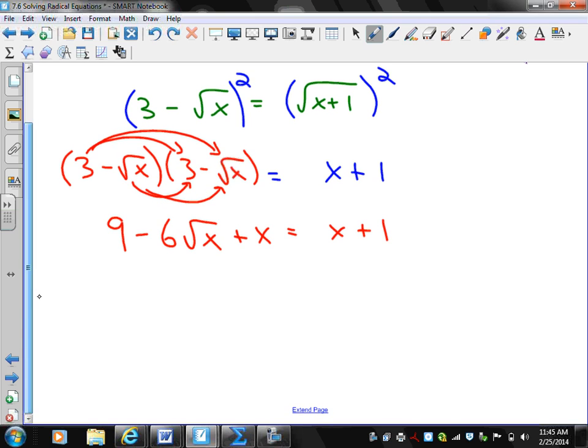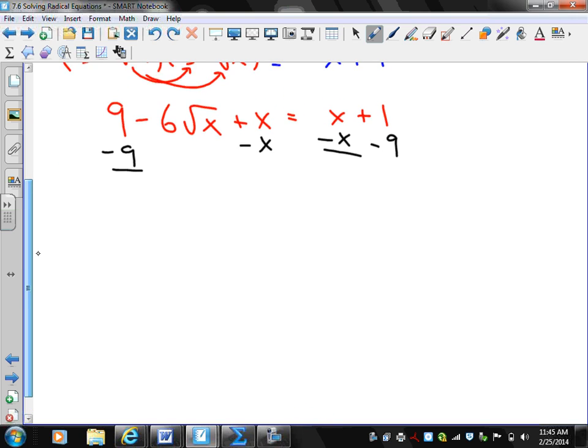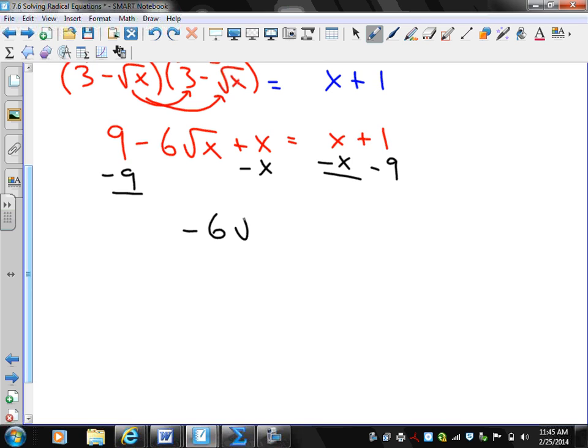So I'm back to where we were in a previous problem where we had a radical and we had some other stuff, right? So I'm going to repeat this process. I'm going to isolate a radical. I'm going to square both sides. I'm going to move that x across there. That's going to cancel those x's out rather nicely. And I'm going to get negative 6 times the square root of x equals, let's see, over here I get 1 minus 9 is negative 8.